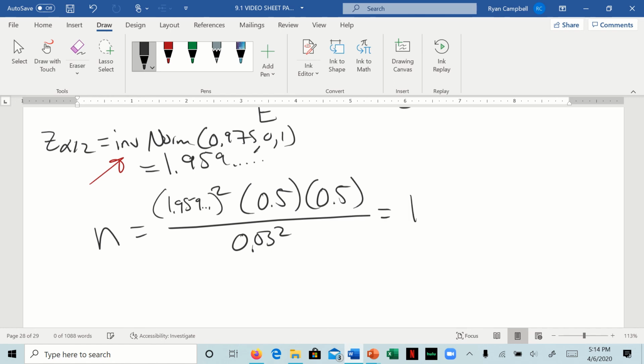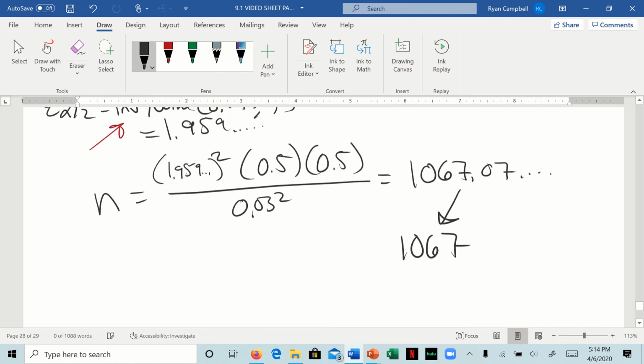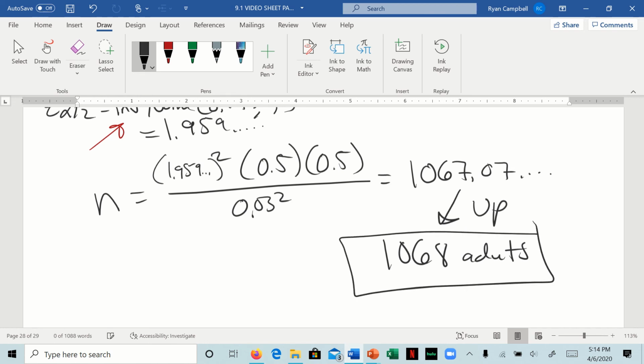And you should end up with 1067.07 and so on. So we're just going to round that as normal to 1067, right? Hopefully not. Remember, we always round up. So it'd be 1067. And by that, I mean 1068. Good.